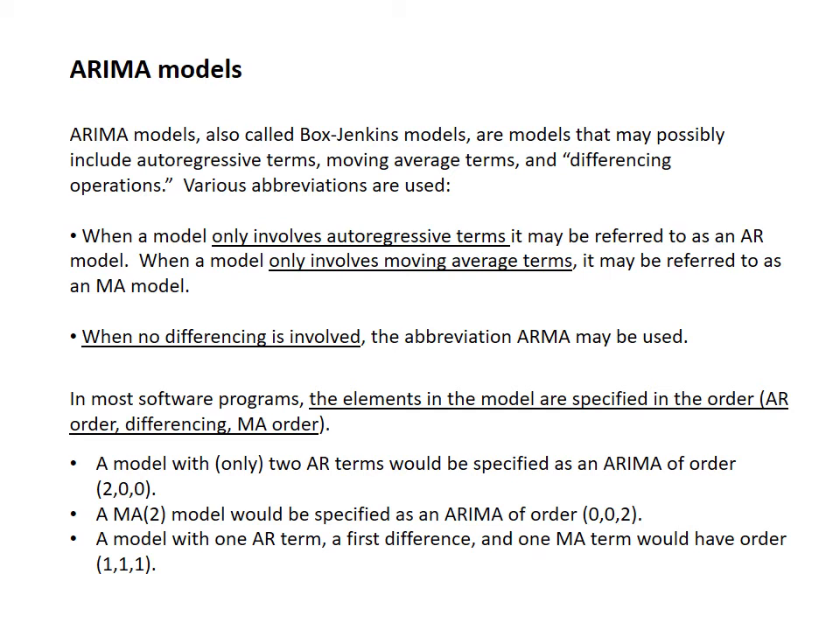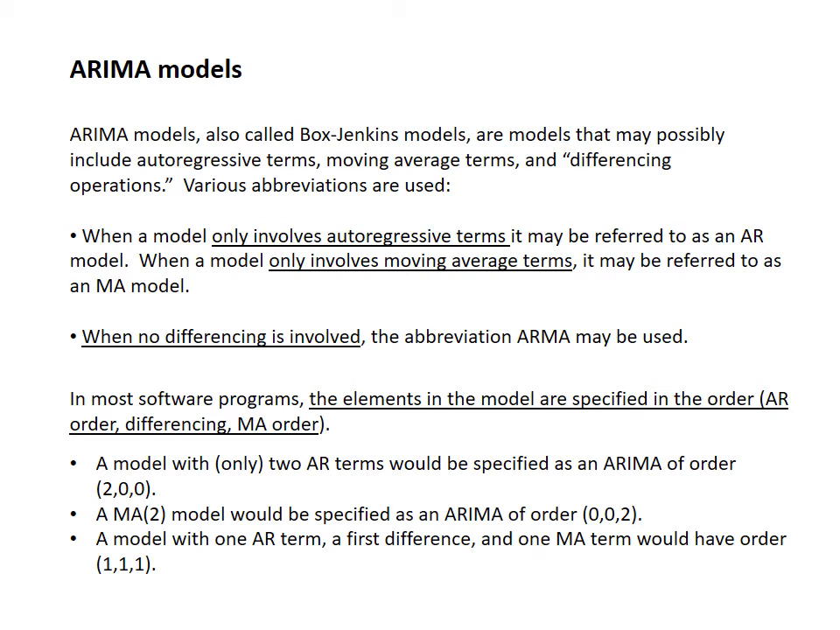And so when a model only involves autoregressive terms, we call it an AR model. When a model only involves moving average terms, it's an MA model. When no differencing is involved, the abbreviation ARMA is used. So that's a model that has autoregressive terms and moving average terms.